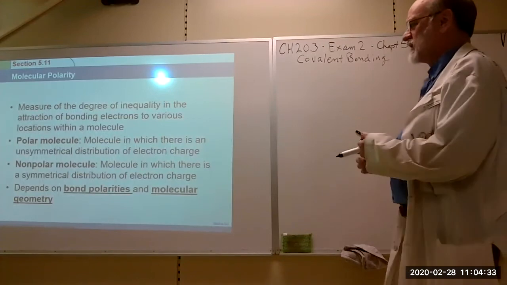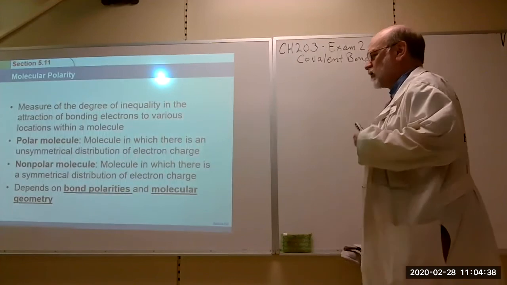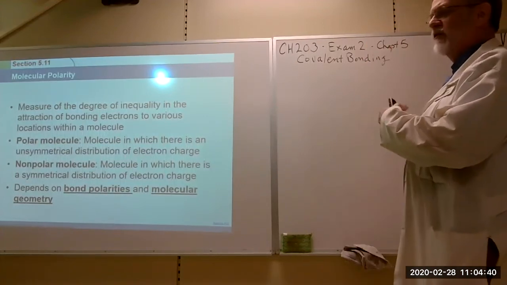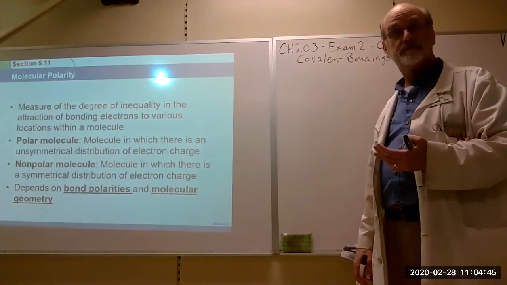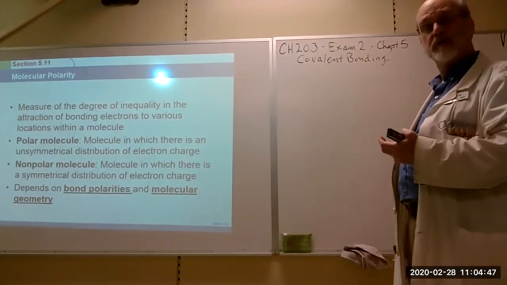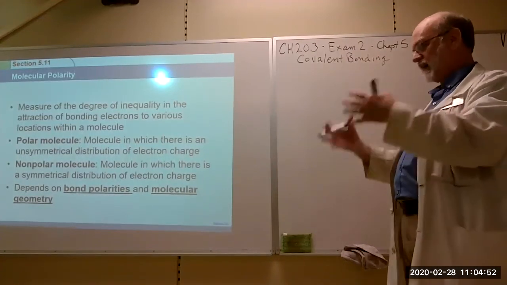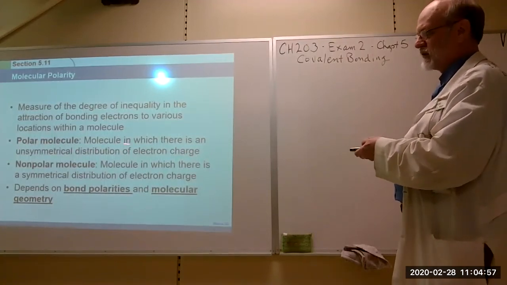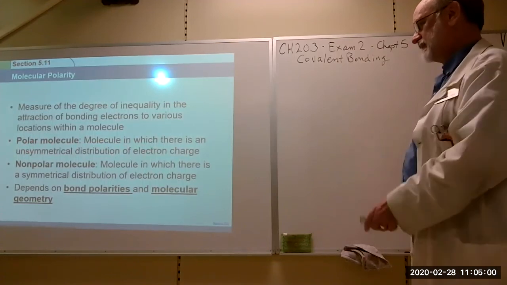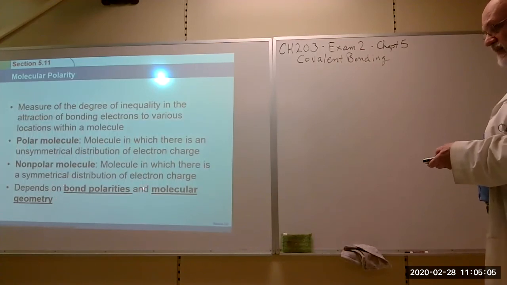So molecular polarity. I guess I kind of jumped the gun earlier. The molecular polarity is a consequence of polar bonds plus an asymmetric molecule. If you have polar bonds that don't cancel one another out in a regular geometry, then you have the potential for a polar molecule. It's unsymmetrical distribution of electron charge. So you have to consider both of these two: the individual bond polarities plus the molecular geometry.